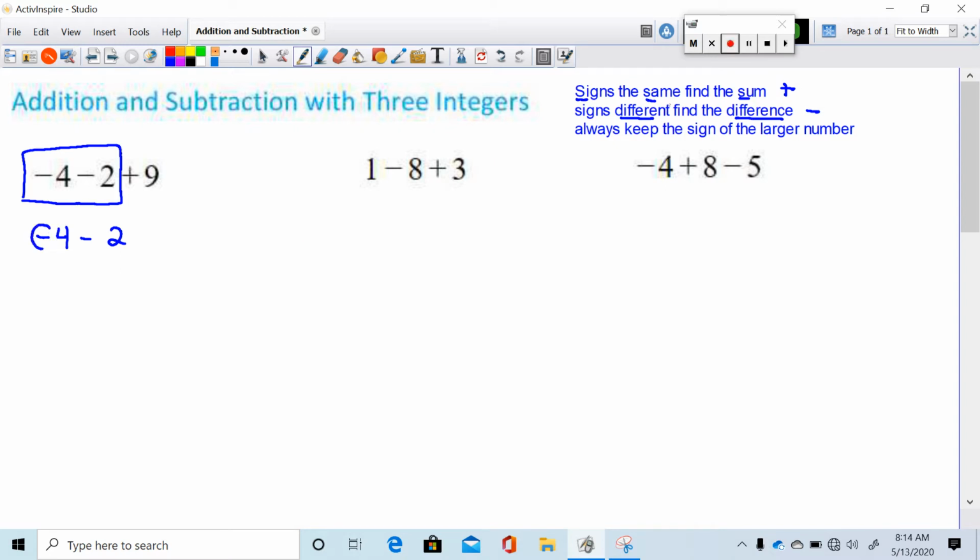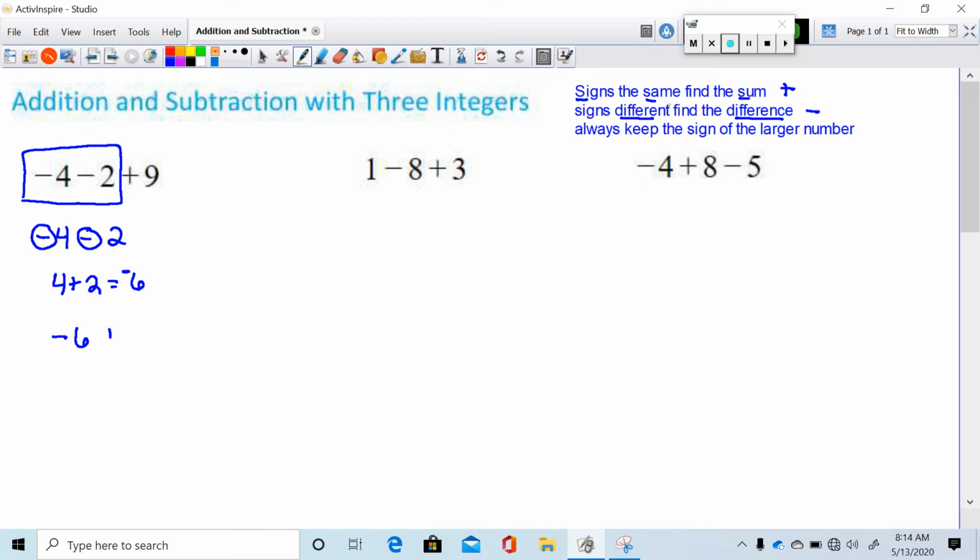So these two numbers, one's negative and the other's negative, those are the same sign. So I'm going to add the numbers. 4 plus 2 equals 6. Now my 4 is larger, it's negative, that means my answer will be negative, so -6. So that's what this first box is, -6.